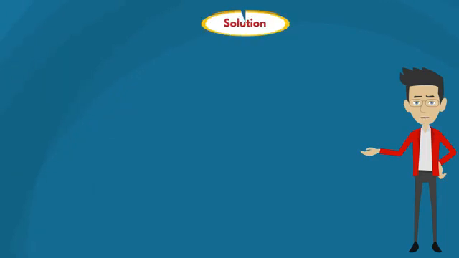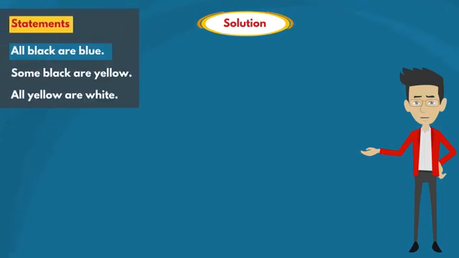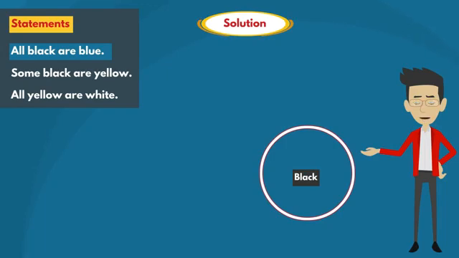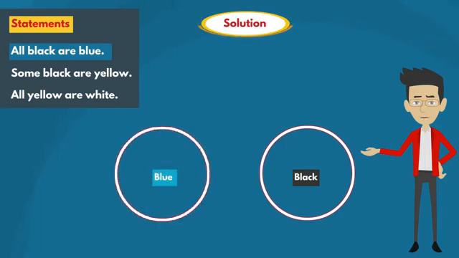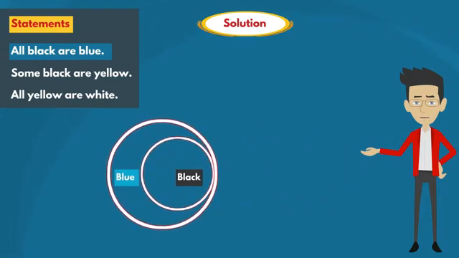Let's see the solution. First, draw the basic Venn diagram for the given statements. First statement. All black are blue. Here, this circle represents black and this circle represents blue. In the statement, all black are blue. So take black inside the blue circle.